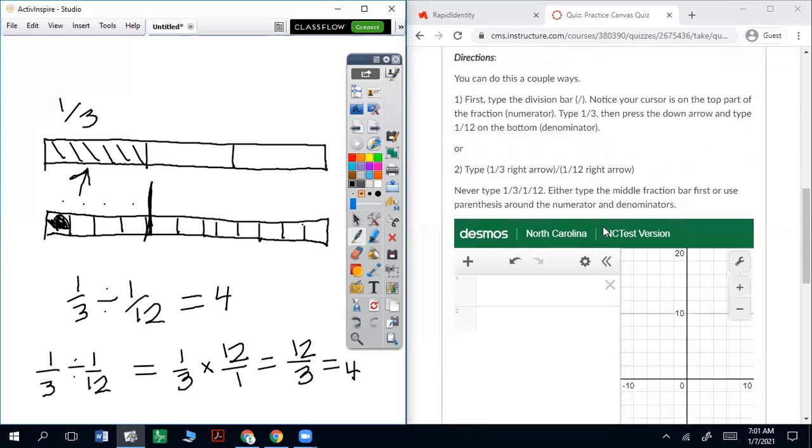Now, if you want to divide fractions in the calculator, here's how you do that. You first throw in the fraction bar. You press the division sign first, then that pulls up the overall fraction. On the numerator, the top part of that fraction, you can do 1/3. Press the down arrow, and then you can do 1/12, and that'll give you 4. 1/3 divided by 1/12 is going to equal 4. So conceptually, by hand, and then in the calculator, I'll give you 4.